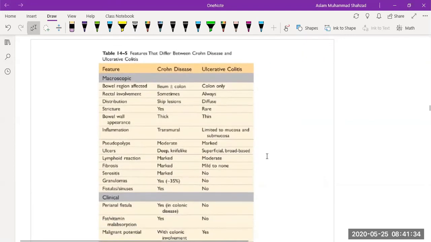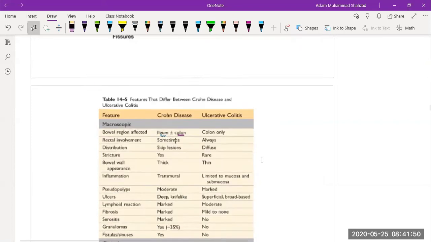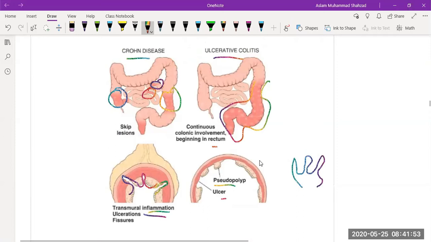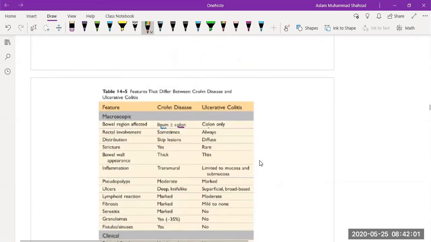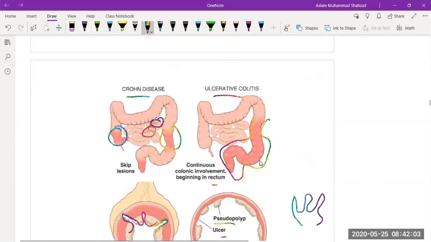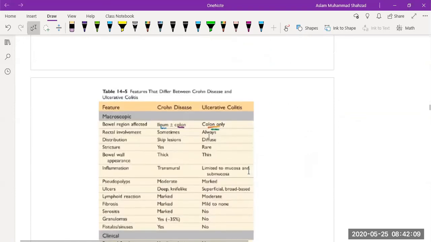So if we see the difference between Crohn disease and ulcerative colitis, the main difference is the region. Crohn disease occurs in the ileum and colon. As I already mentioned, if you see the picture, it is segmented. It means it occurs in different parts, whereas ulcerative colitis is only in the colon. So that's the main difference. Ulcerative colitis is only in the colon, whereas Crohn disease is not restricted to the colon, it involves the ileum as well.